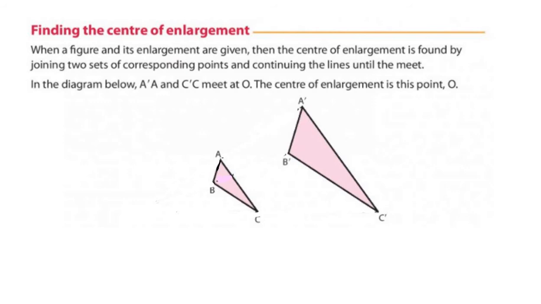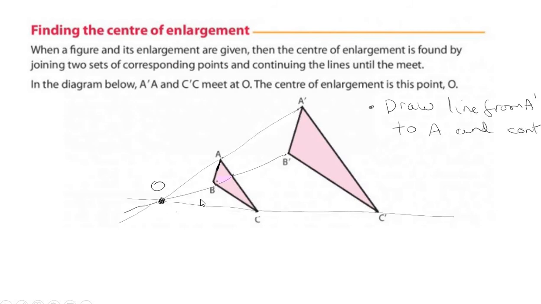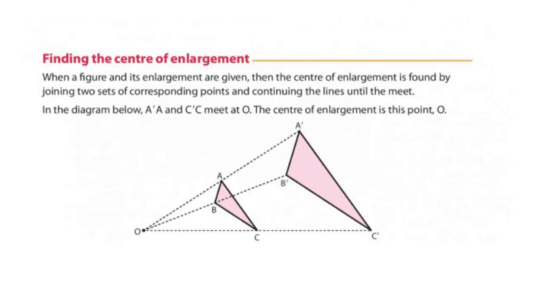To find the center of enlargement, you join up from the image to the corresponding point in the object. And you continue the straight lines on. Where the 3 lines intersect in this triangle, that is the center of enlargement.